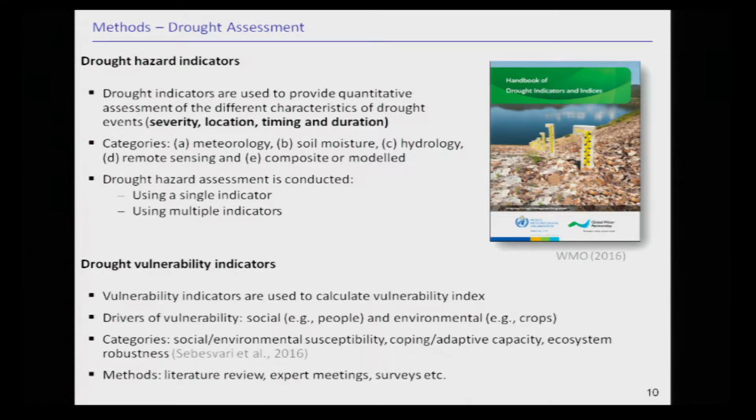Looking at the drought vulnerability indicators, those vulnerability indicators are used to calculate the vulnerability index, and drivers of vulnerability are numerous. They are both social as well as environmental, so our vulnerability indicators also reflect this issue. There are different categories of vulnerability indicators, and one typology presented on this slide categorizes vulnerability indicators into social, environmental, susceptibility, coping and adaptive capacity, and ecosystem robustness. And how do we do this? We use literature review, expert meetings, or surveys.